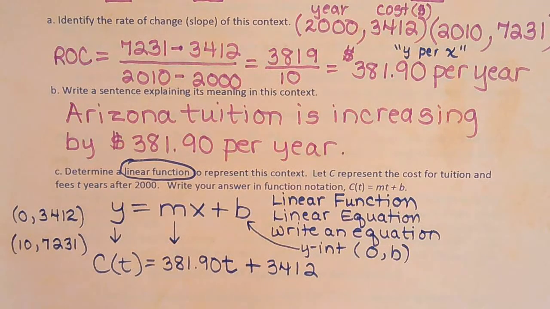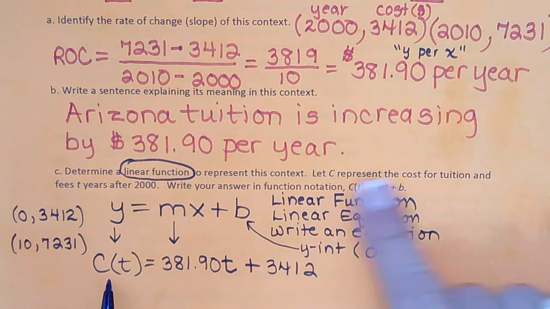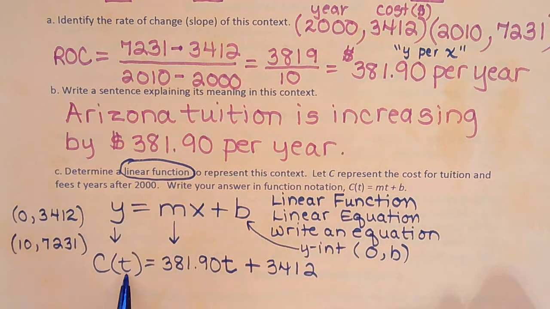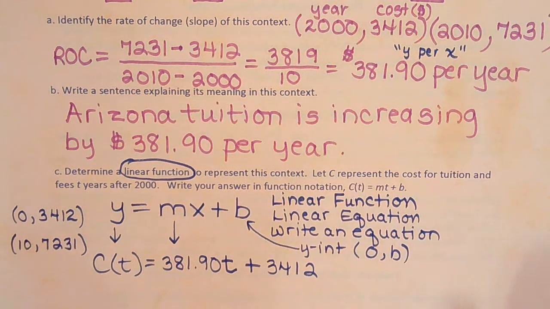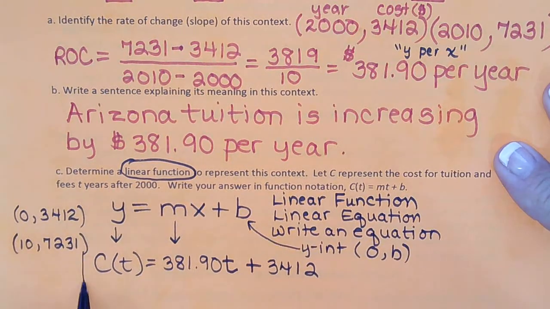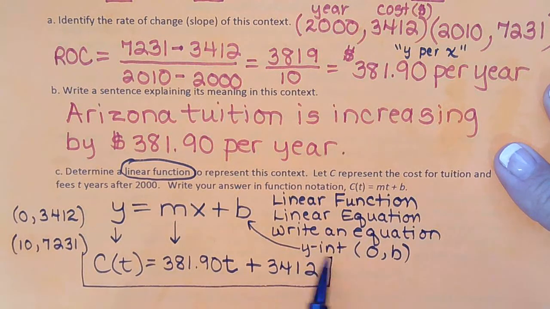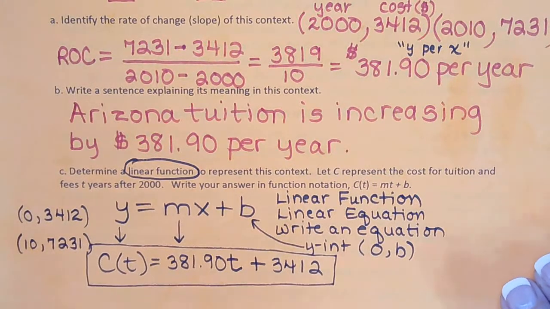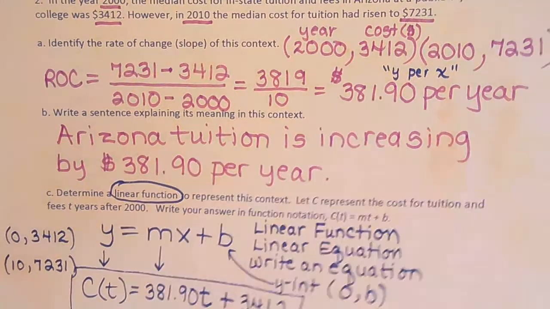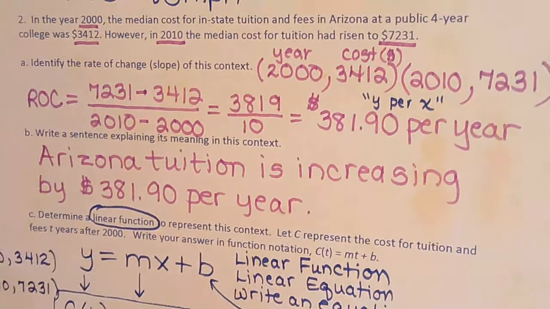And that's my answer. So determine a linear function. I wrote it in function notation. C is the cost. T are the years after 2000. Write your answer in function notation. We did it. Great problem. Really, really good problem. I like that one. That's a good one to study.